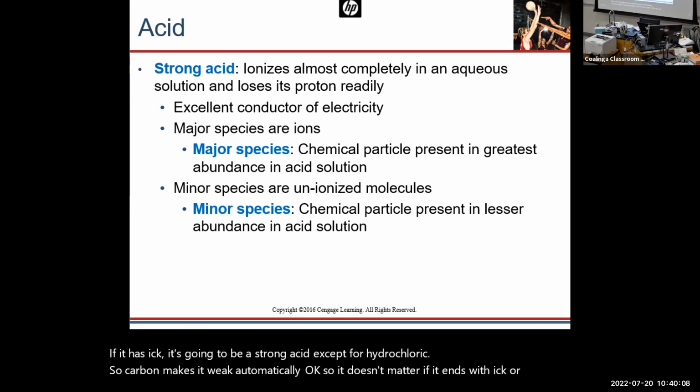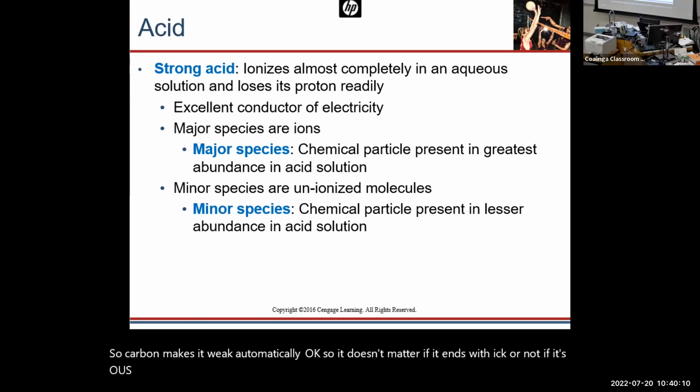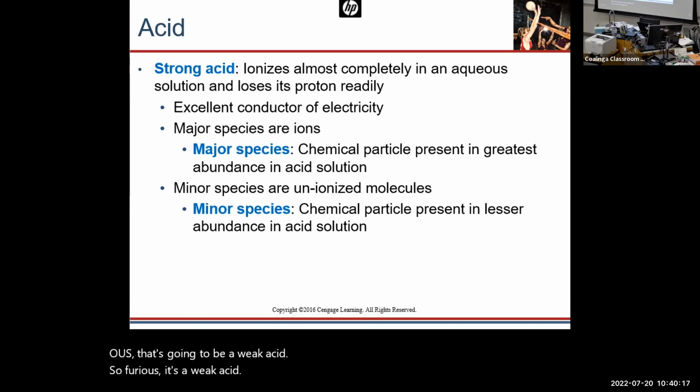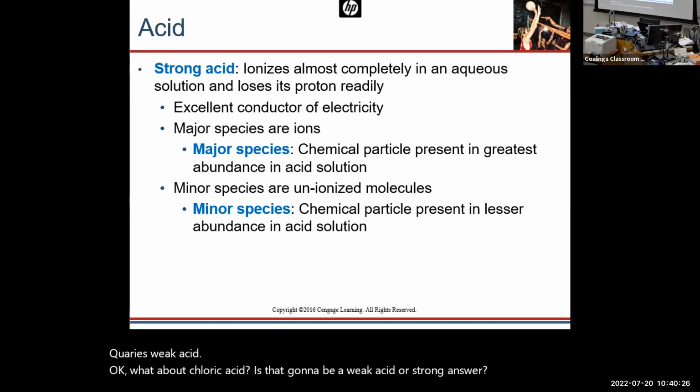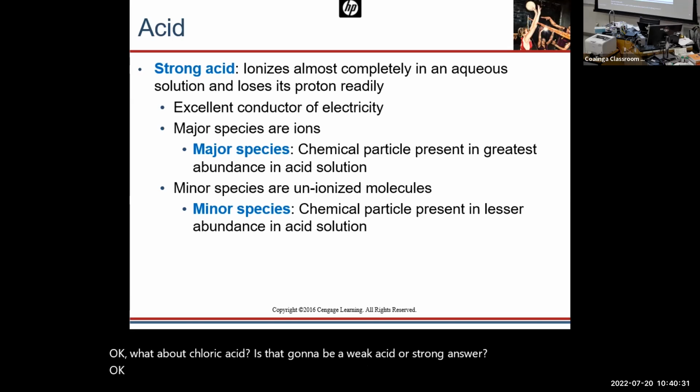If it's -ous, that's going to be a weak acid. So sulfurous is a weak acid. Chlorous, weak acid. What about chloric acid? Is that going to be a weak acid or a strong acid? So what is the difference between a weak acid and a strong acid? A strong acid is going to be more separation than together. Much more separation than together.